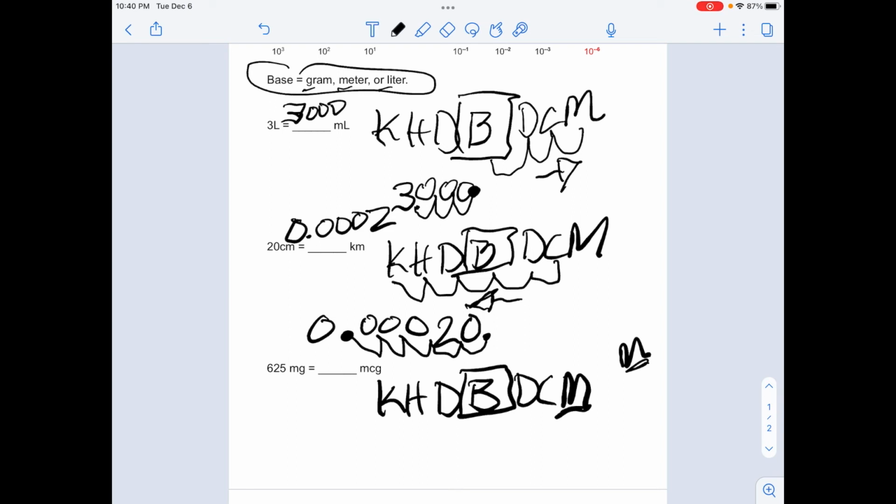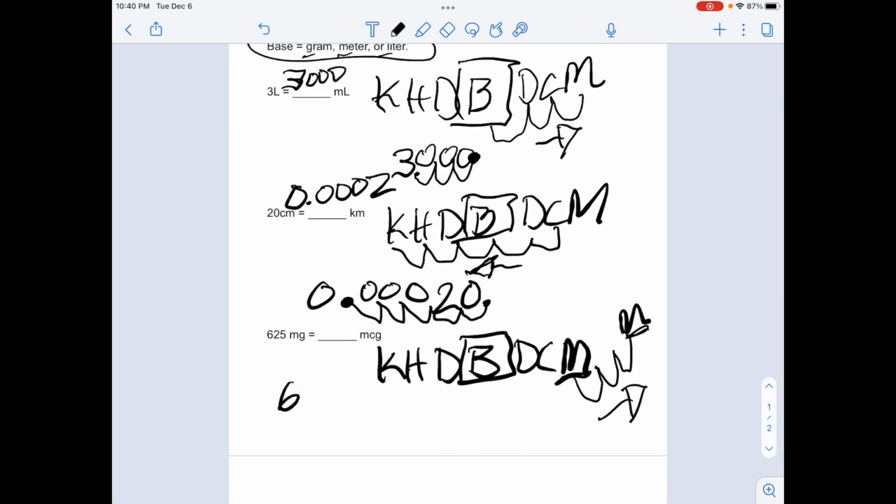So remember, this one's milli, this one's micro. So that means we're moving to the right. So 3 to the right. 1, 2, 3 to the right. So 625 is a full number. So we know that our decimal point is going to be at the end right here. So 1, 2, 3, new decimal point right here, fill in zeros. So our answer would be 625,000.